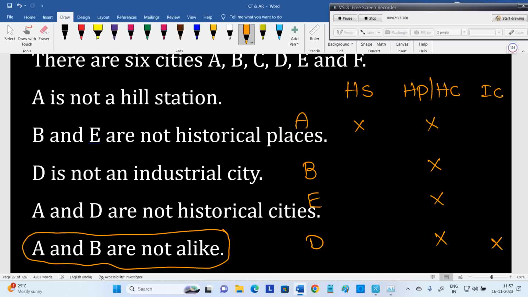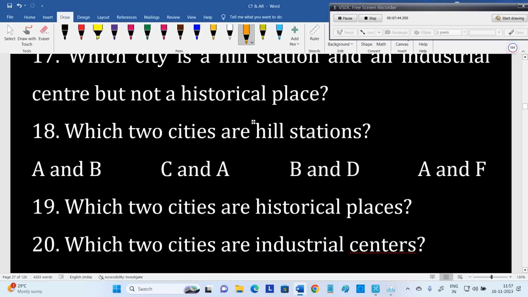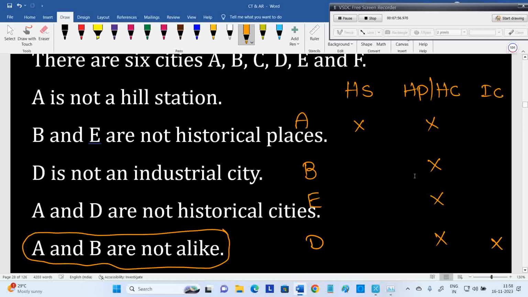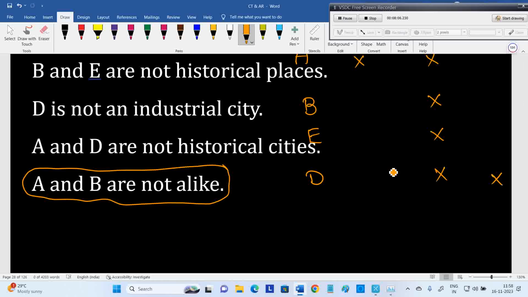They said only in the first line there are six cities called A, B, C, D, E and F. But they gave data only regarding A, B, D and E. There is nothing regarding C and F. So historical cities are not at all possible for A, B, D, E. The possibility for the two cities which are historical places is C and F. They asked one question: which two cities are historical places? Historical places not possible for A, B, E and D, so definitely the two historical cities are C and F.